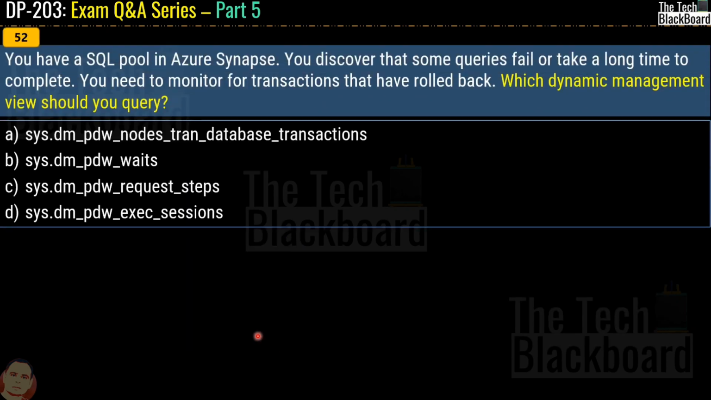Moving on with question number 52. The question says you have a SQL pool in Azure Synapse. You discovered that some of the queries fail or take a long time to complete. You need to monitor for transactions that have rolled back. Which dynamic management views should you query? Your options are given here. And the correct answer for this question is option A, sys.dm_pdw_nodes_tran_database_transaction.